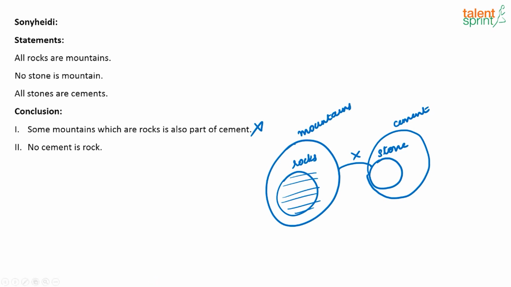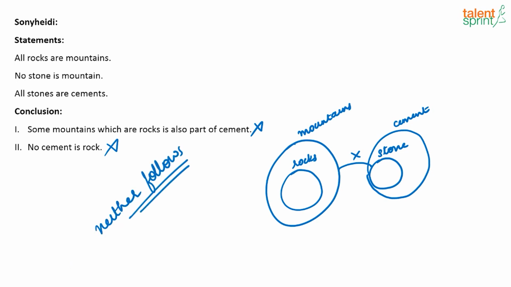No cement is rock. Again, there can be some intersection between cement and rocks. Again, we are not sure of the same. So the second conclusion also does not follow. So the correct answer here will be neither follows. The first conclusion basically says some mountains are cement. Here, no cement is rock. Both don't follow. So the answer will be neither follows.